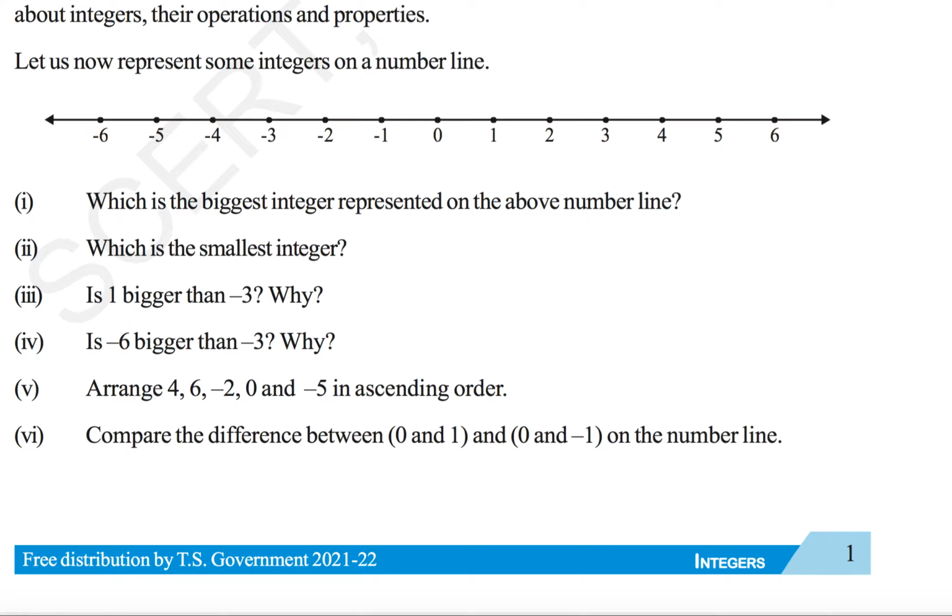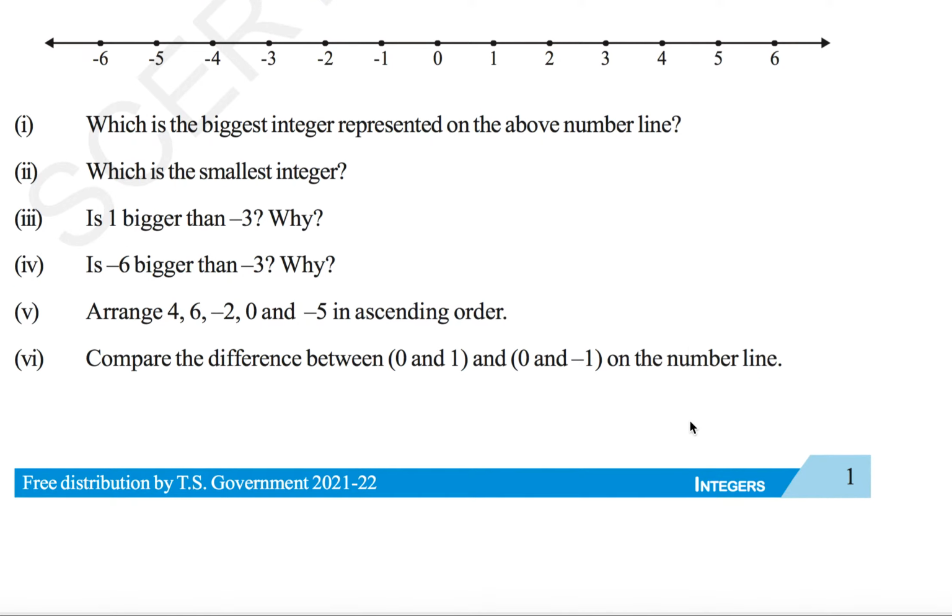Is minus 6 bigger than minus 3? No, minus 6 is smaller than minus 3. With a similar example, you can prove that. Arrange 4, 6, minus 2, 0, minus 5 in ascending order. Ascending order: minus 5 first, minus 2, 0, 4, 6. Compare the difference between 0 and 1 and between 0 and minus 1 on the number line. The difference is only 1, 1 here, 1 here. Increasing towards the right side, decreasing towards the left side.